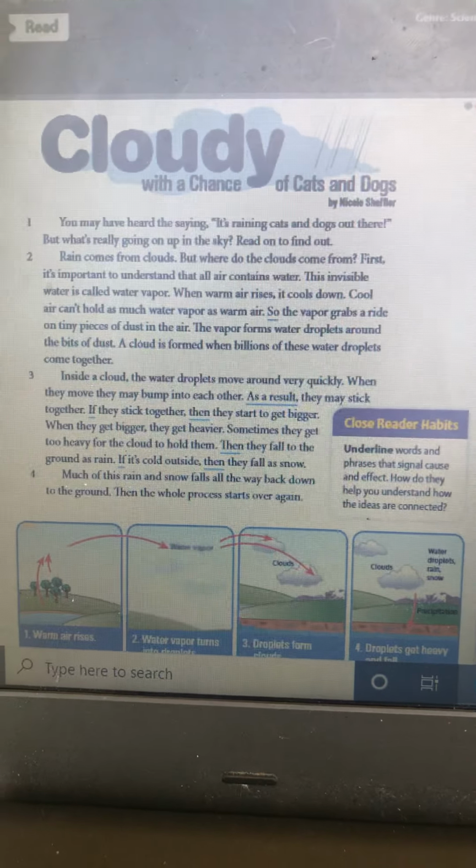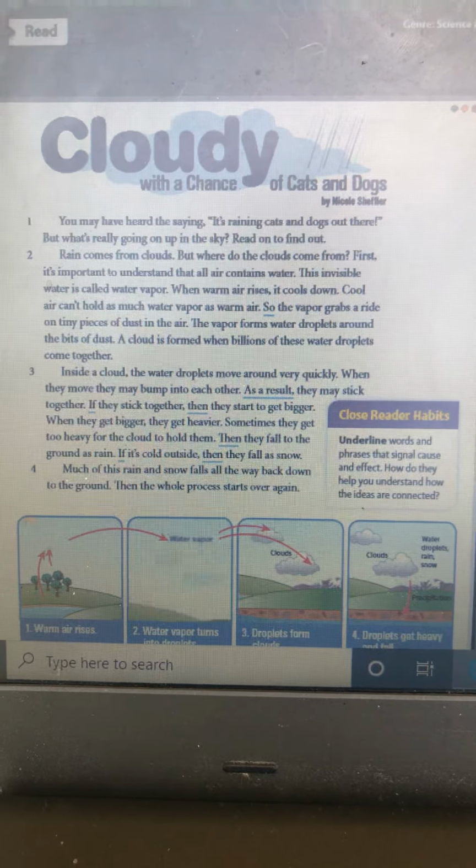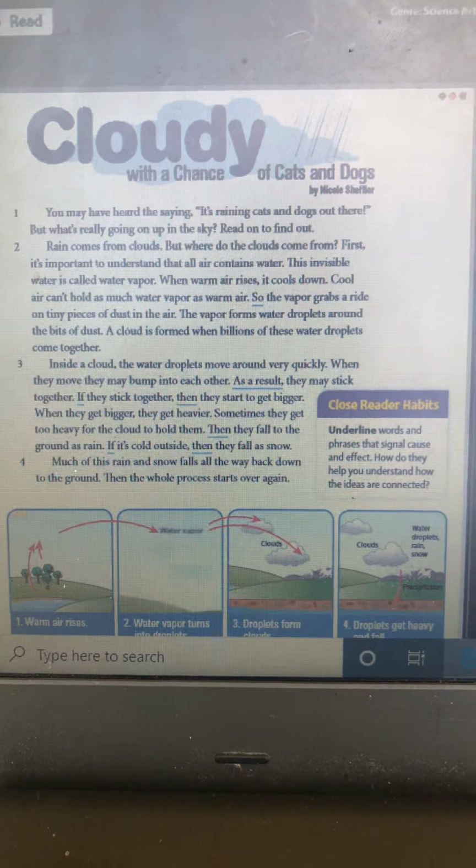All right, so continuing with text structure on cause and effect. This example here is from iReady. We did this in the classroom, and this is a text structure on cause and effect. Remember that cause and effect is always in order, in sequential order.